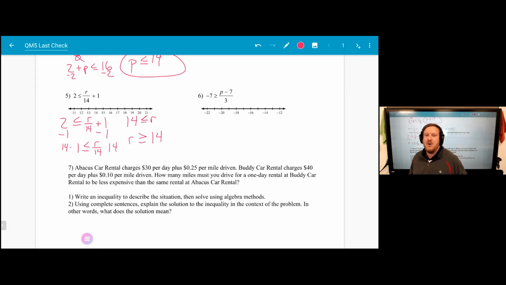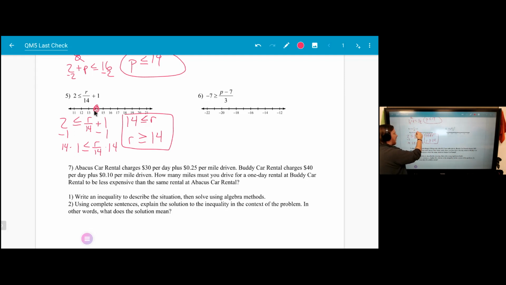14 is less than or equal to r is the same as saying r is greater than or equal to 14. So let's go ahead and graph that. A closed circle on 14. And I've got greater than.